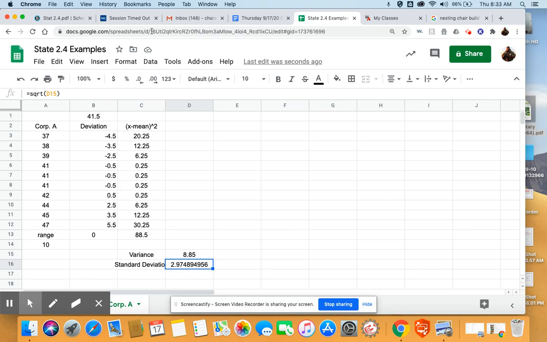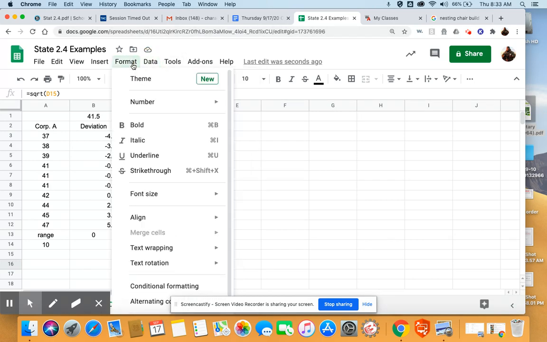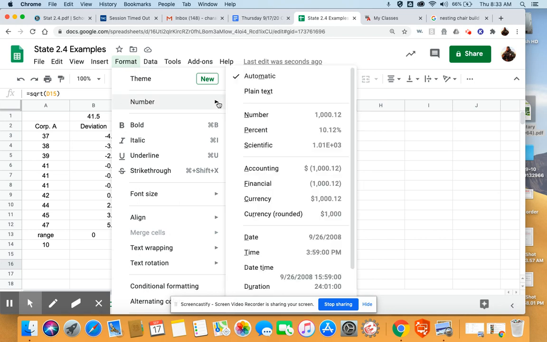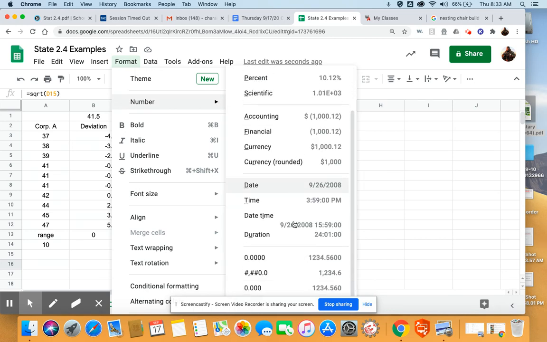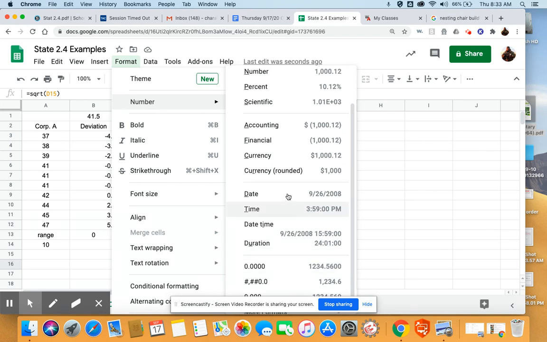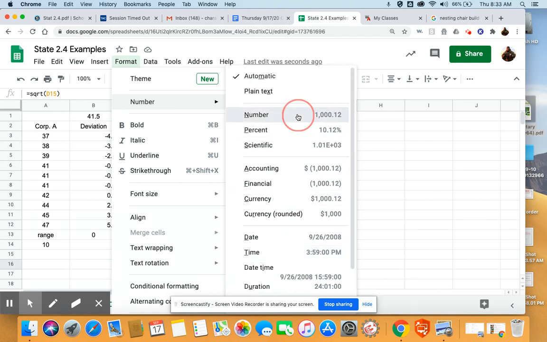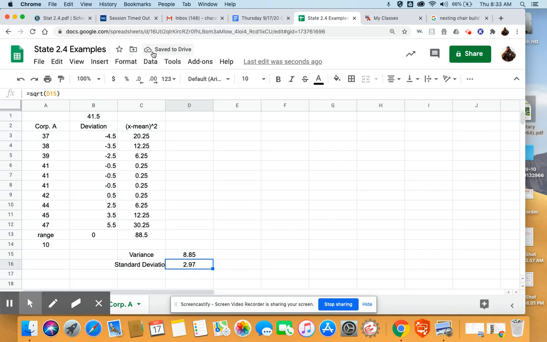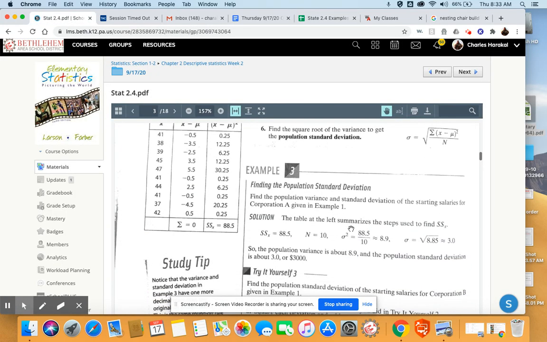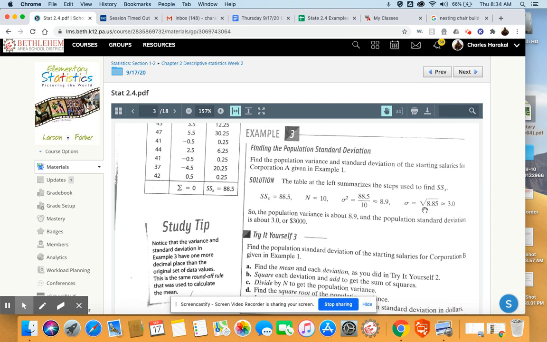We can change that by going up here to format the number. We can do whatever we want if we go all the way to the bottom to custom. We could choose all different variations of the number. We're just going to go to 2 decimal places right now. 2.97. And we go back here to the textbook and see what they calculated. They took the square root and got 2.97. They said approximately 3. They got the same numbers we did. Sum of their values was 88.5. They divided by 10, rounded that, took the square root, and got the same answer we did.